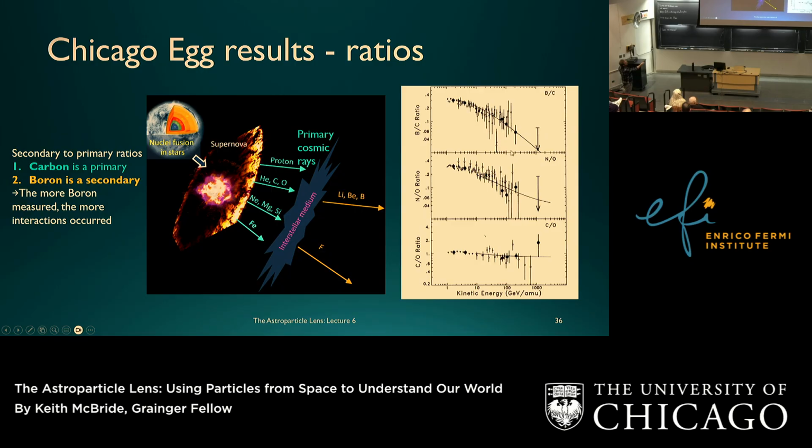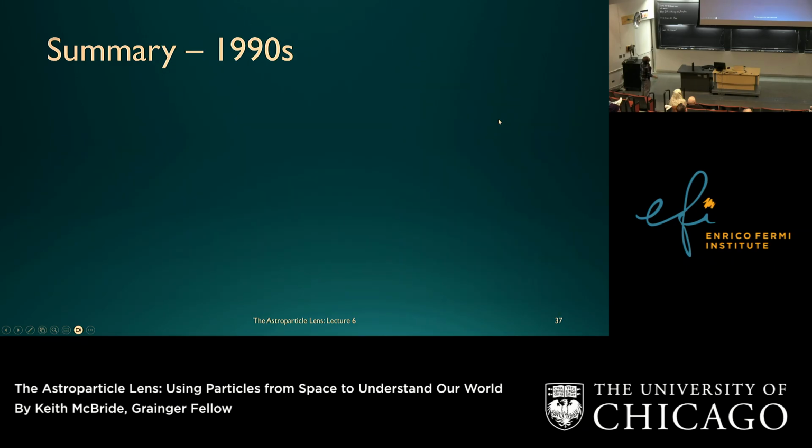It even has a nice power law relationship here, where you have the boron dropping as a function of energy, right? And they even measured other ratios. You can see the carbon to oxygen ratio, both of those being primary, is basically flat, right? Not as many interesting features going on. And so this is a primary to secondary ratio, or secondary to primary ratio, that was interesting from the Chicago egg.